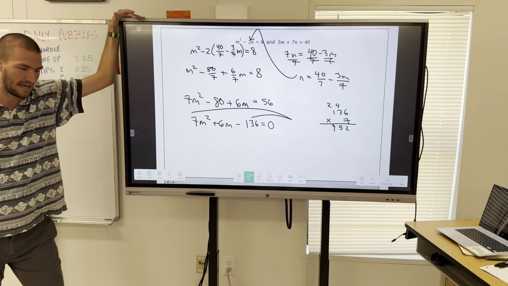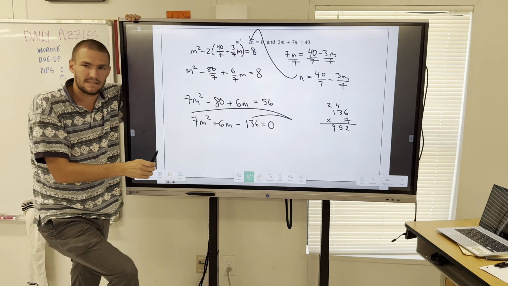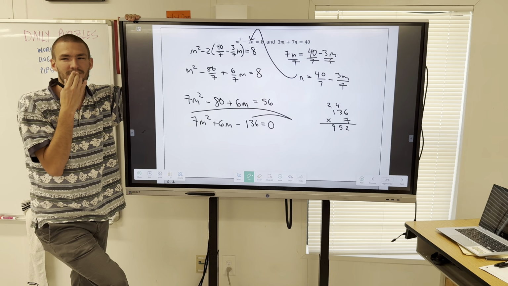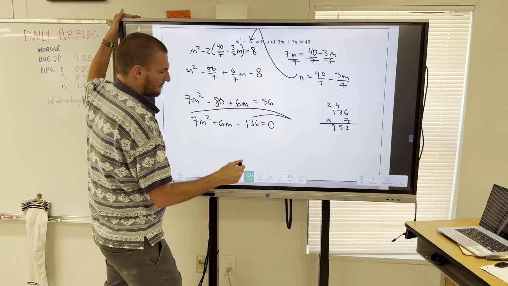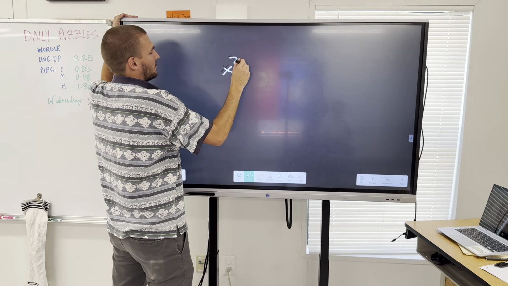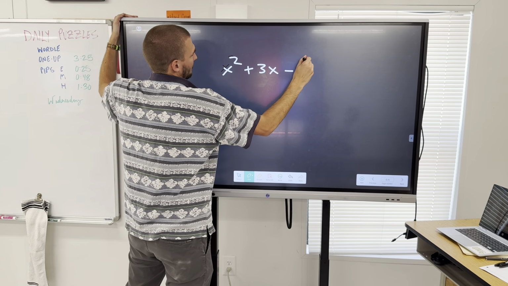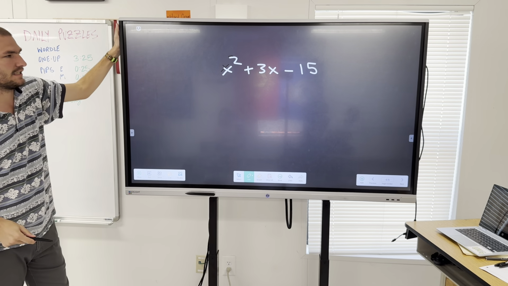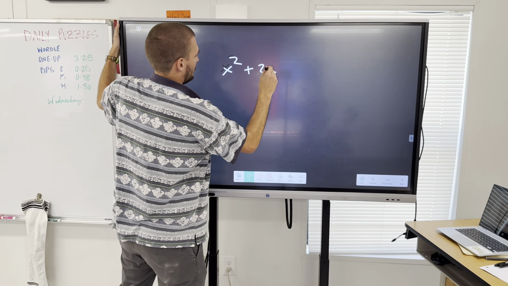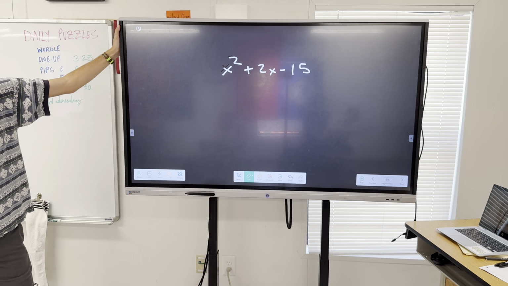Okay, that's crazy, but what do we know about the 2 numbers? If they add together to make 6, what do we know about them? Okay, what about this? X squared plus 3x minus 15. What's the factor for this? Well, almost got it wrong that fast. What's the factor for this? 3 and 5.